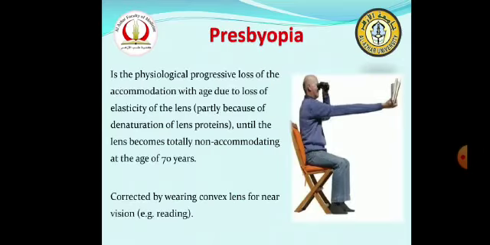Presbyopia is the physiological progressive loss of accommodation with age due to loss of elasticity of the lens, until the lens becomes totally non-accommodating at the age of 70 years. It can be corrected by wearing convex lenses for near vision.